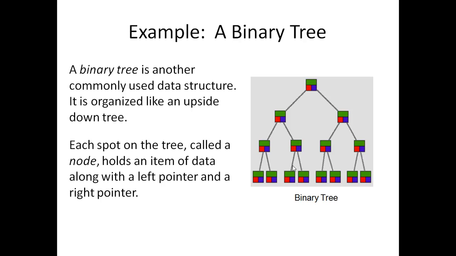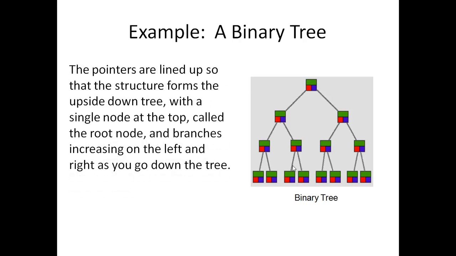This is the figure example of a binary tree, with a left pointer and a right pointer. The pointers are lined up so that the structure forms an upside down tree with a single node at the top. It is called the root of the nodes, or root node, and branches increase on the left and right as you go down the tree.